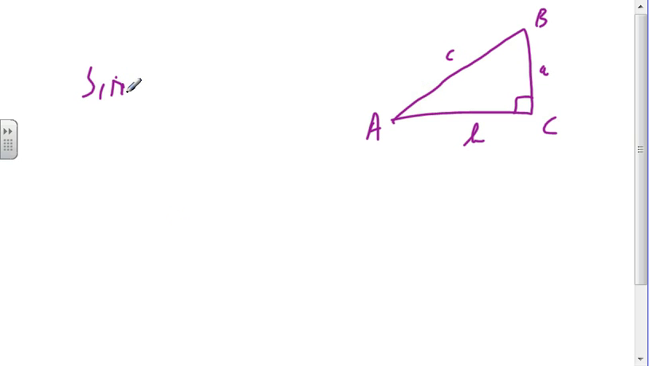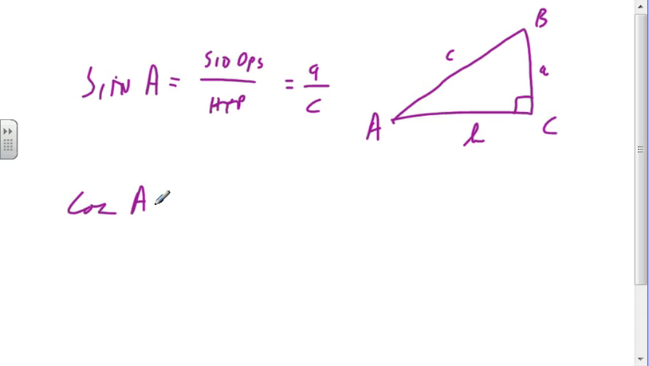And if I ask myself, what is the sine of A? I'm going to have side opposite, also known as a, divided by the hypotenuse. And again, where did we ever get that word from? Well, the Greeks did it to us, so we'll just blame them. Divided by c. Cosine A, side adjacent, which is going to be the b guy, divided by the hypotenuse.